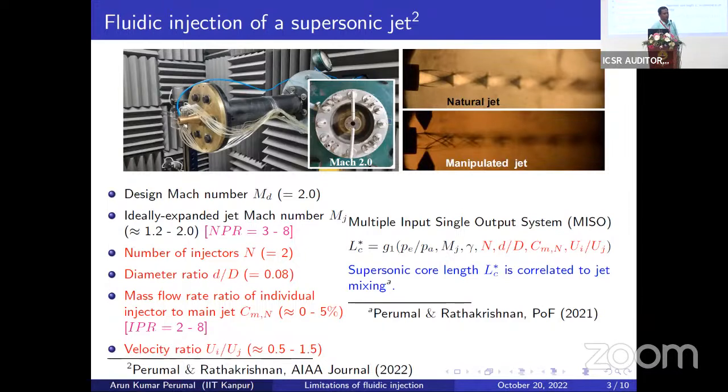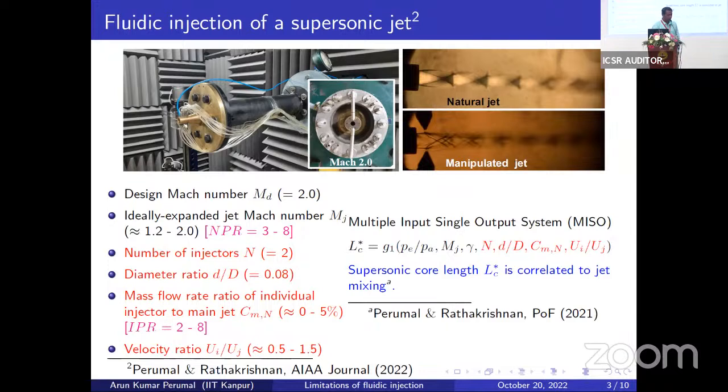I can go to 10, 15, but as I said in the beginning of the slides, in a practical situation that's not always a viable solution. So we varied the injector pressure ratio from 2 to 8, and the corresponding mass flow rates were about 0 to 5%. The corresponding velocity ratio was somewhere about 0.5 to 1.5, in terms of the injection ratios. So this problem was slightly more parametrically involved.